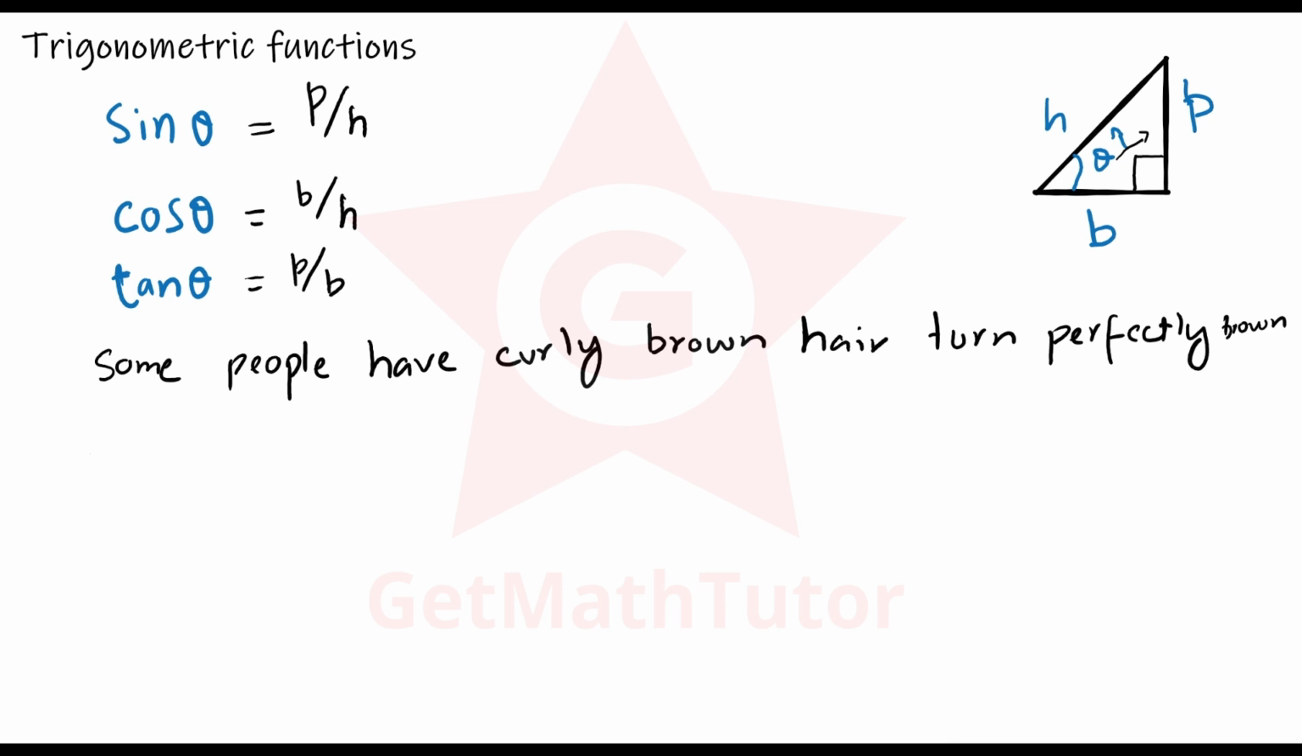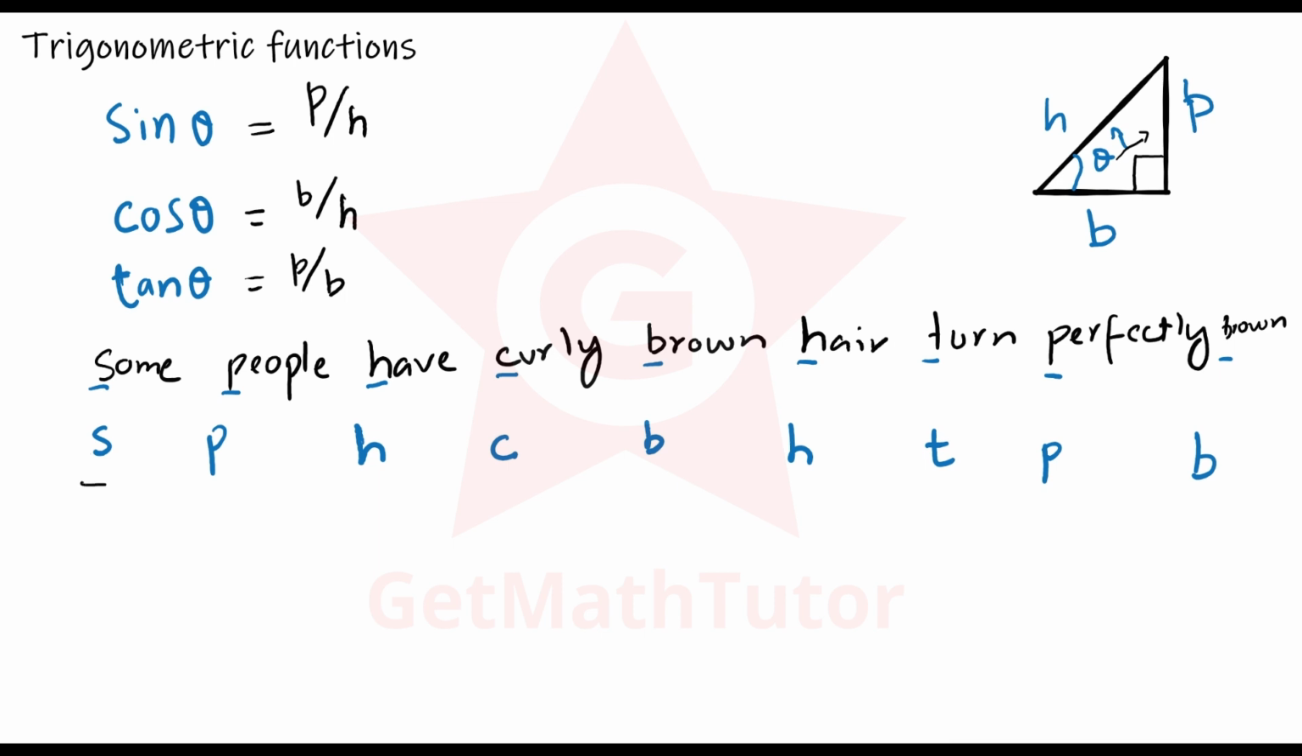Now this sentence doesn't really make much sense at this moment, but the key is the first letter of each word. Okay, so let me write down these first letters of each and every word. So I'm going to write here S P H, C B H, T P B. Okay, so maybe for some of you it's making more sense now.